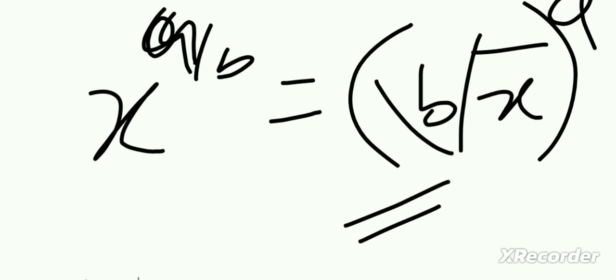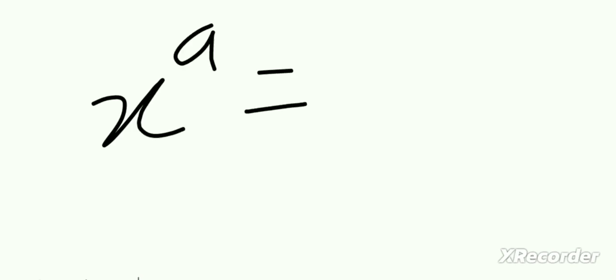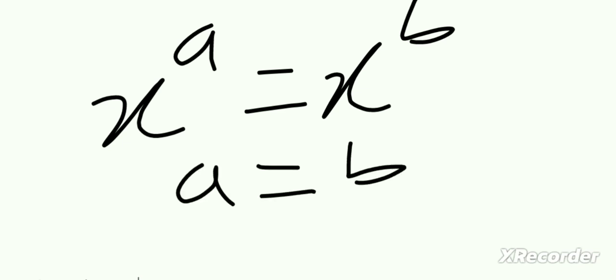Now lastly, if you are given an indicial equation, take note that if, for example, x to the power of a equals x to the power of b, then you can simply equate the powers: a equals b. As long as the bases are the same on both sides of the equation, you can simply equate the index on both sides.